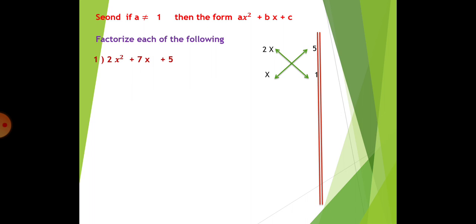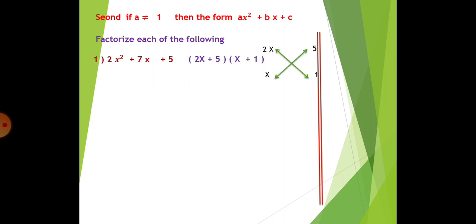If we change place of 1 times 5, it will be 2 times 5, 10, and 1 times 1, 1, the sum equal 11. So if we factorize 2x power 2 plus 7x plus 5, we factorize 2x power 2, it will be 2x and x. Factorize 5, 1 times 5.